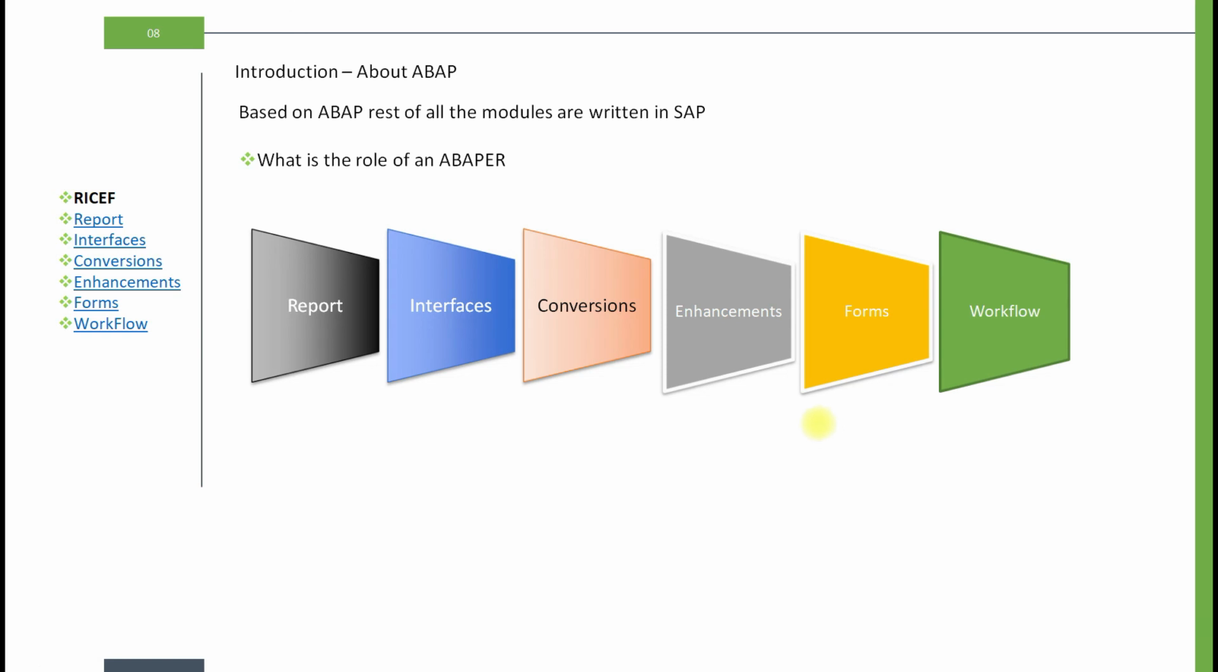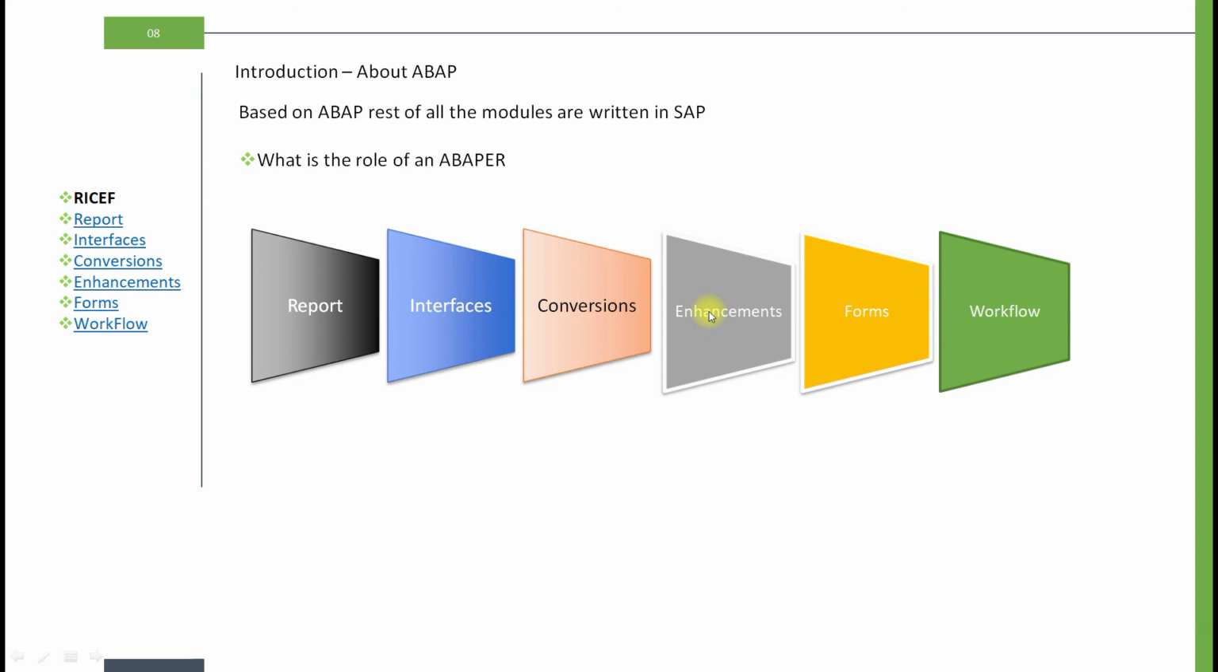As I said, reports can be like a bucket list, or a sales report, HR report, or material management report. It can be even a finance report. Interfaces are BAPIs. Conversions are the batch data conversions, which are used to load huge amounts of data from another system to our SAP system.